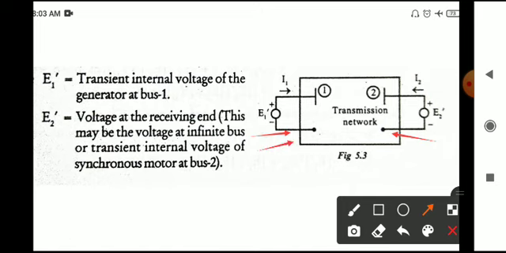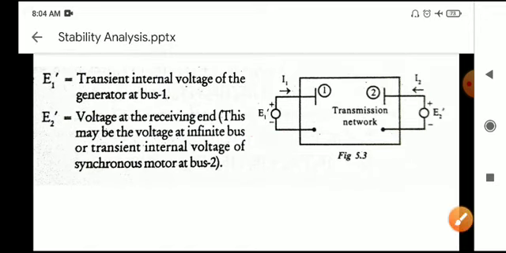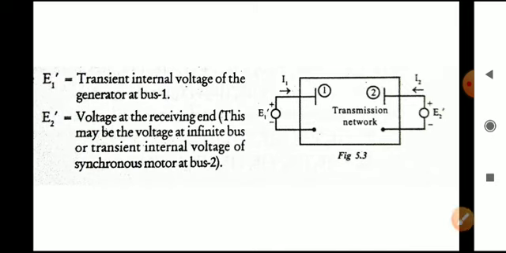We are supplying the power from this end, and at the other end we may be connecting a synchronous motor, or it may be an infinite bus. This rectangular box represents the linear passive components in the transmission line, that is mainly the reactance of the system. E1 dash is the transient internal voltage of the generator at bus 1, and E2 dash is the voltage at the receiving end, which may be the voltage at the infinite bus or the transient internal voltage of the synchronous motor.